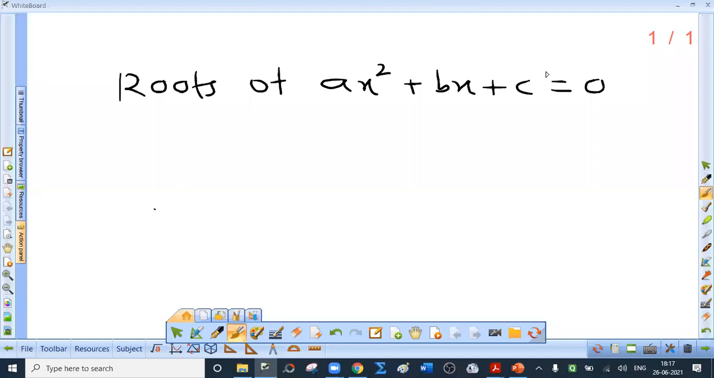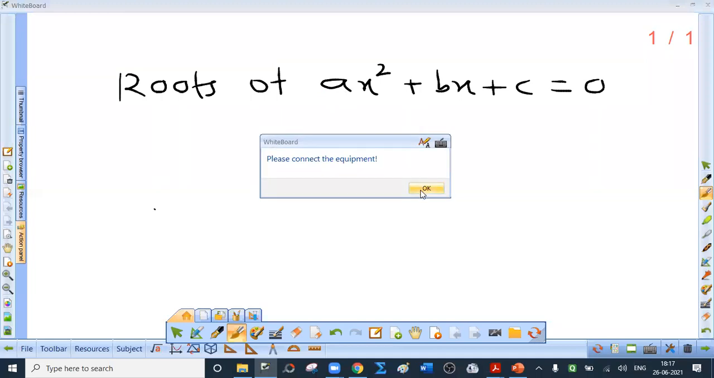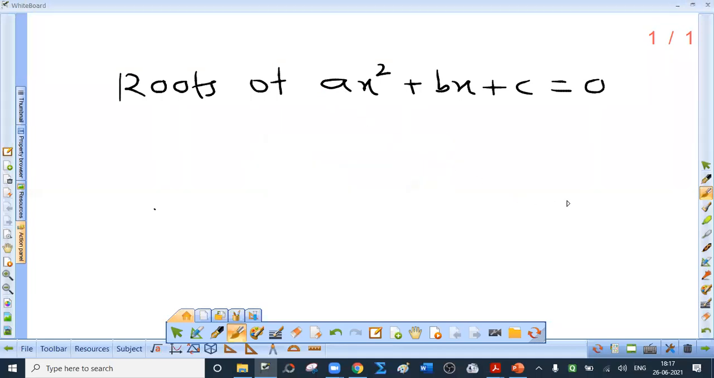You have already done this part. Roots of quadratic equation ax square plus bx plus c equal to 0. In 10th standard, you said that a, b, c are strictly real numbers and a not equal to 0. Now, a, b, c can be complex numbers also, but yes, a should not be equal to 0.